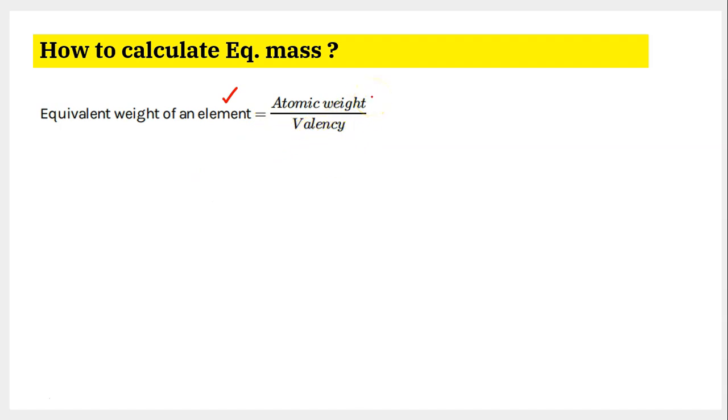Let's understand this better with the help of one example. Say you're trying to calculate the gram equivalent mass of sodium oxide. So sodium oxide is a molecule. In this molecule, I'm asking you to calculate gram equivalent mass of sodium. You can calculate the gram equivalent mass of the element sodium by using this formula. So gram equivalent mass of sodium is equal to atomic mass of sodium, which is 23, divided by the valency of sodium in this particular molecule, which is 1. So the gram equivalent mass of sodium in sodium oxide is equal to 23.